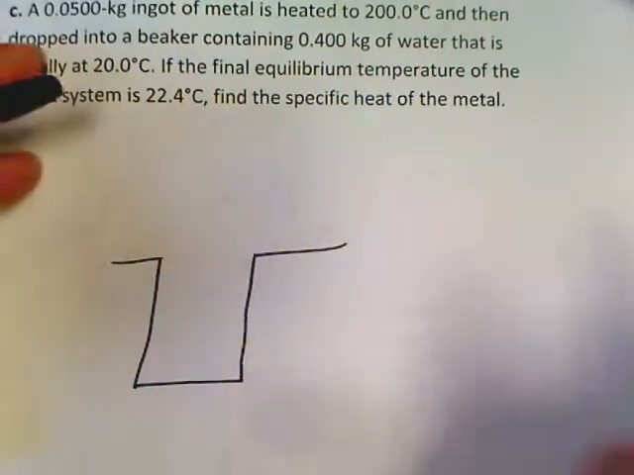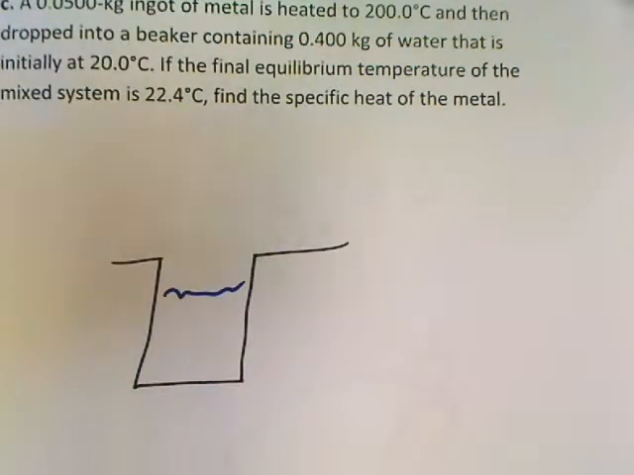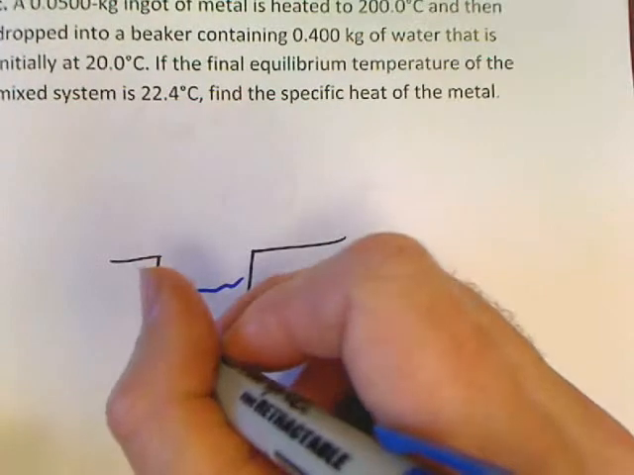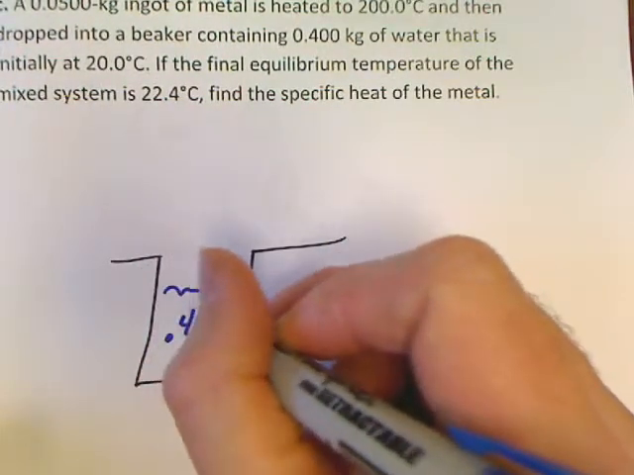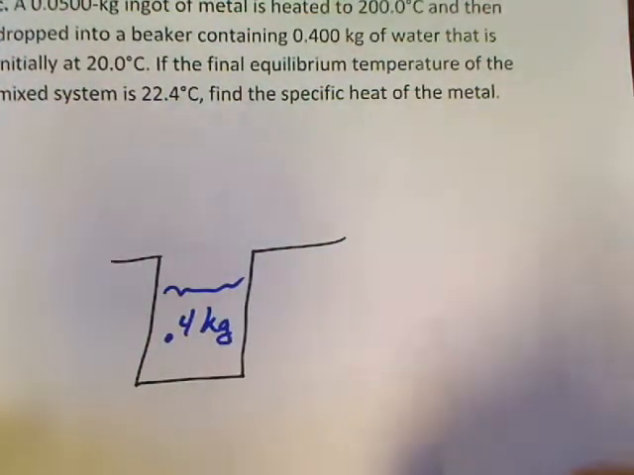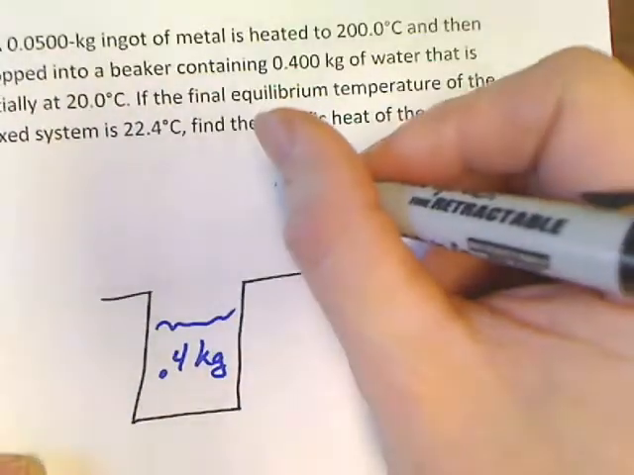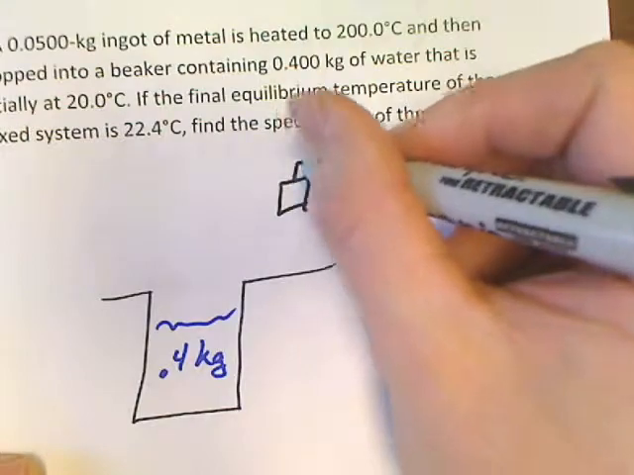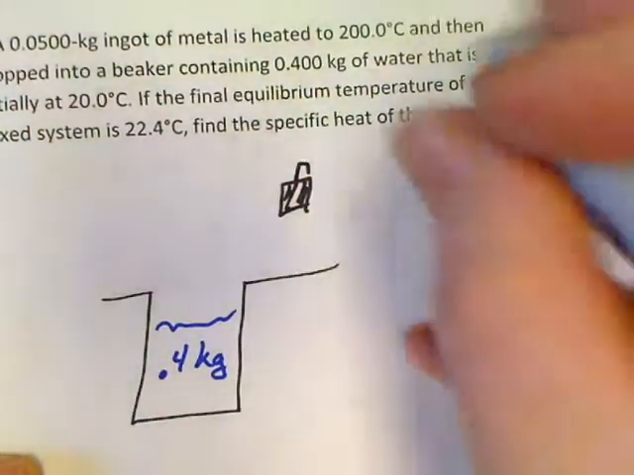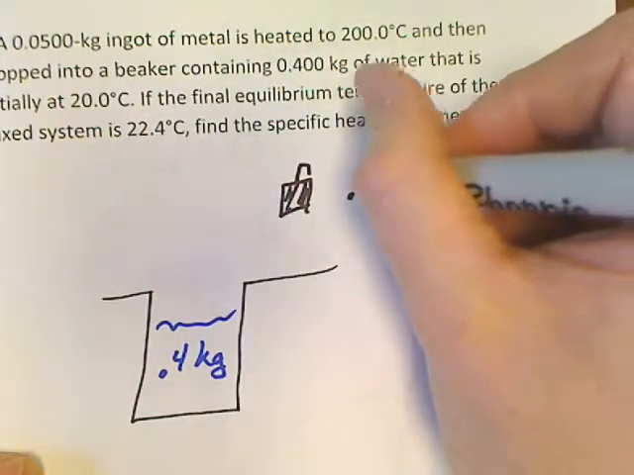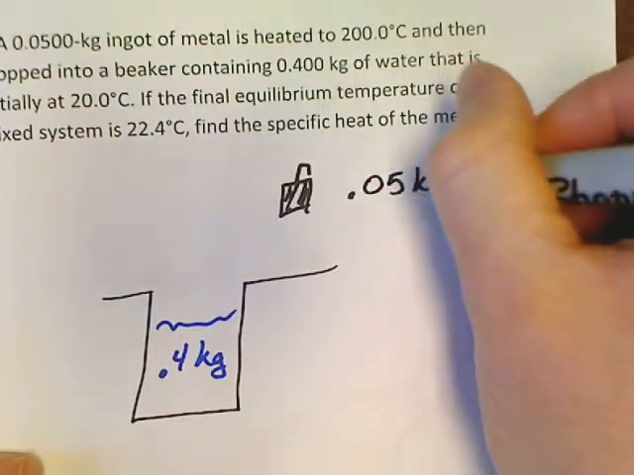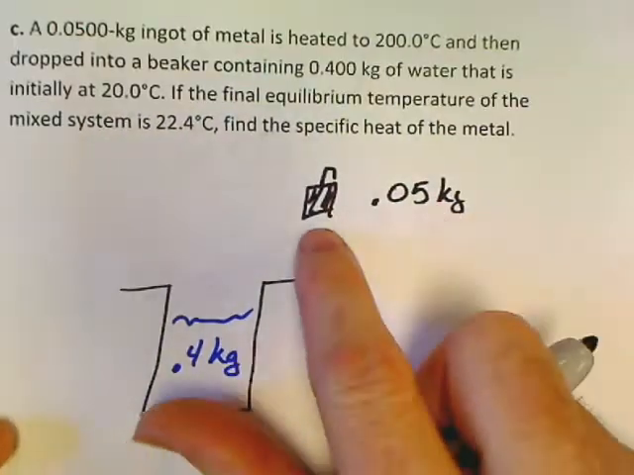Get this blue one out. So here's some water. And as a matter of fact, it tells me that there's 0.4 kilograms of water. And then it also tells me there's an ingot of metal. So here's my ingot of metal. I'll put a little hook on it because that's pretty common. And it says that the ingot is 0.05 kilograms. So there's my hunk of metal.